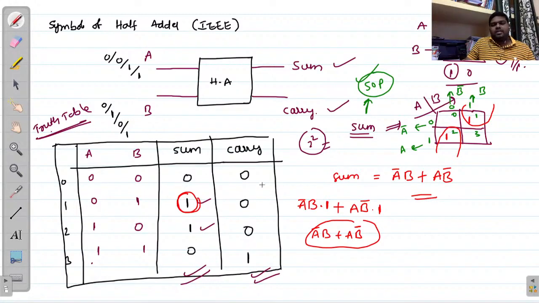Okay, and next I am taking carry. Okay, so this is carry. Okay, so here you can directly write from this particular truth table.